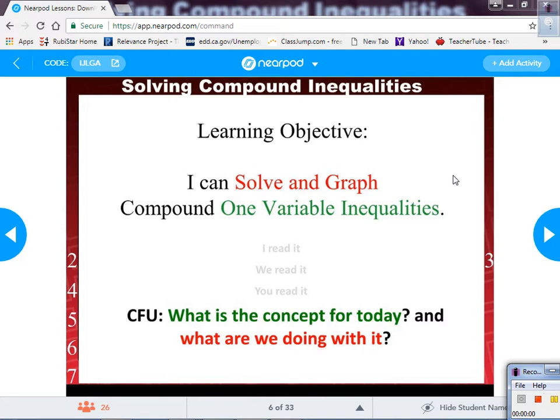Our objective for today: I can solve and graph compound one variable inequalities. Let's read together. 1, 2, 3. One more time. 1, 2, 3.